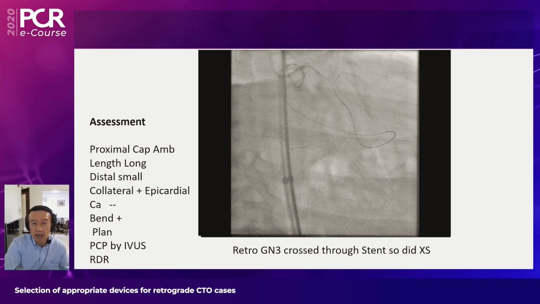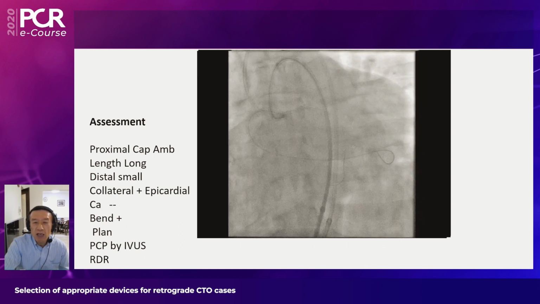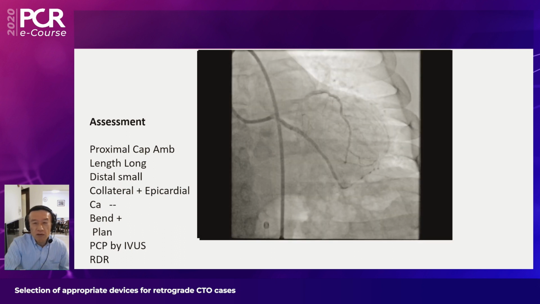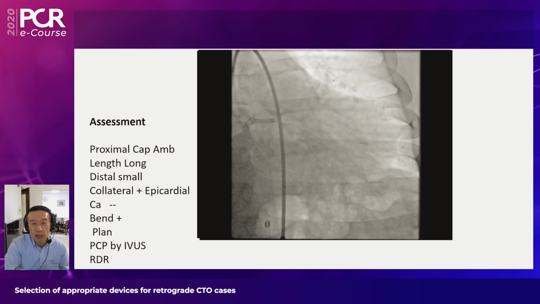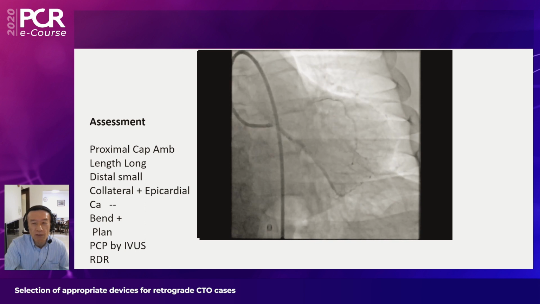But the amazing thing is, even among the stent struts, the Corsair XS did cross through the stent struts to the antegrade guide. So after the externalization of the guide wire, we could obtain the final outcome after deploying a couple of stents. So this is an exceptional case, but still the use of the new microcatheter and combination of the new guide wire will be of help.